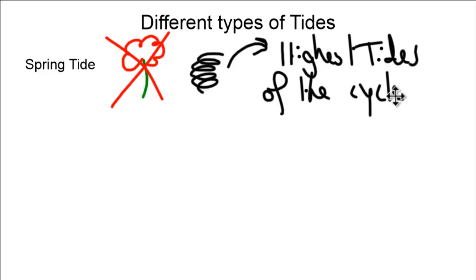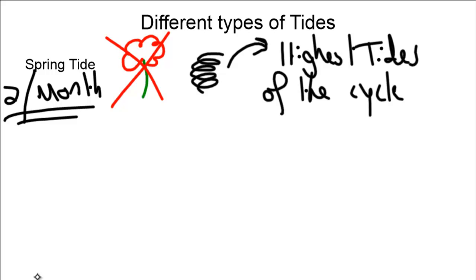And there are approximately two spring tides a month. Two per month. Two spring tides. Not spring the season, spring like bouncing up, the highest tides possible that month. So that's the spring tide.